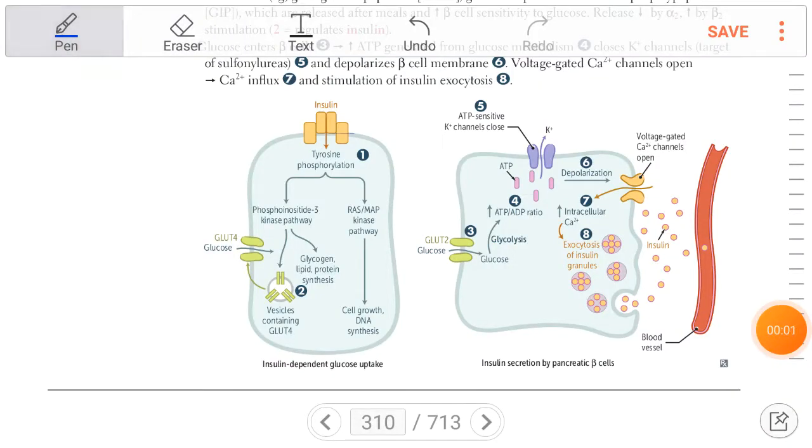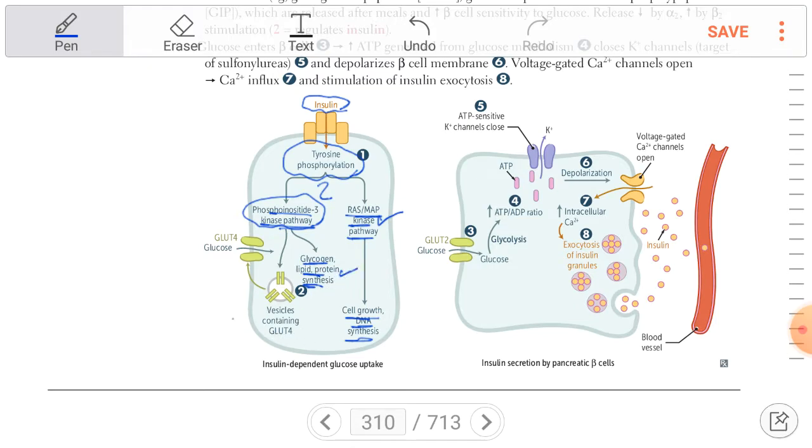Let's speak about the insulin here. The insulin will bind to the receptor, leading to tyrosine phosphorylation. Then there are two pathways. The first one is called the RAS-MAP kinase pathway. This RAS-MAP kinase pathway will lead to cell growth and DNA synthesis. Then the second pathway is called the phosphoinositide 3 kinase pathway. This pathway will lead to glycogen and lipid protein synthesis.